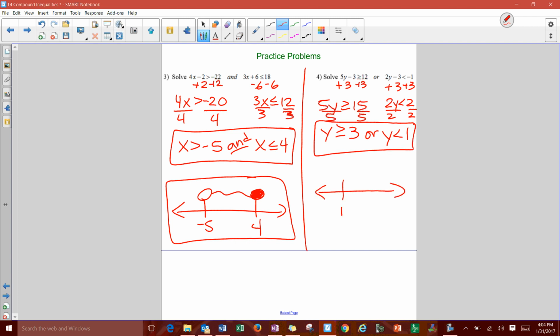And then I'm going to graph this. I'm going to start here at 1. Y is less than 1, and y is greater than or equal to 3. So that's what that solution would look like. Again, algebraically and then the graph.